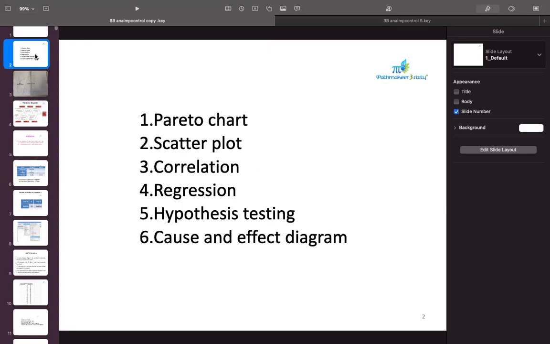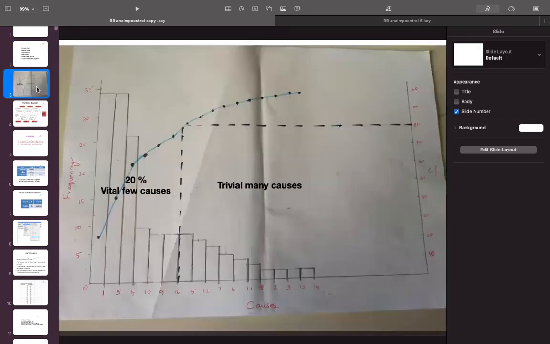Hope you are aware of the tools and techniques in analyze phase. In green belt level, we have discussed all these tools and techniques. Let us see an overview of that. The first tool, Pareto chart. So you'd be remembering that we have plotted the causes in descending order on x-axis, and we have the frequency on the y-axis, and we have the cumulative percentage on the alternate axis.